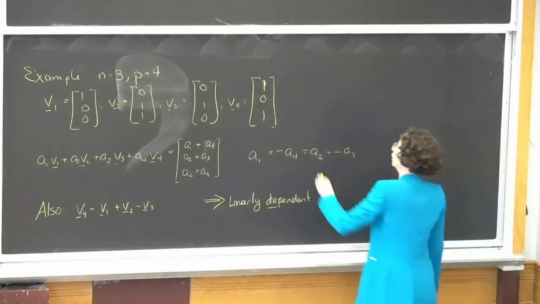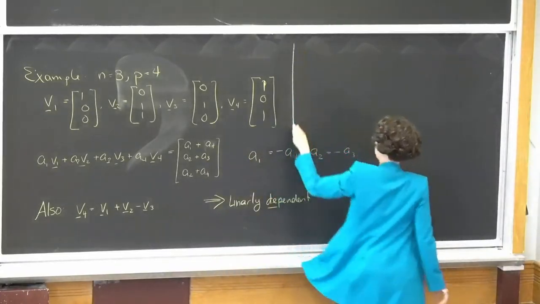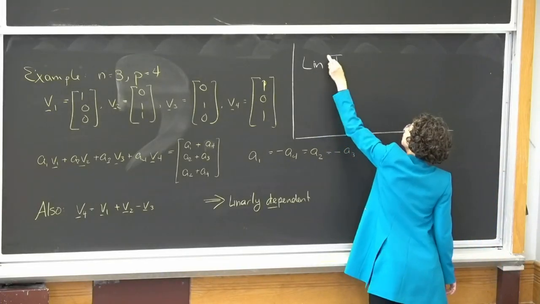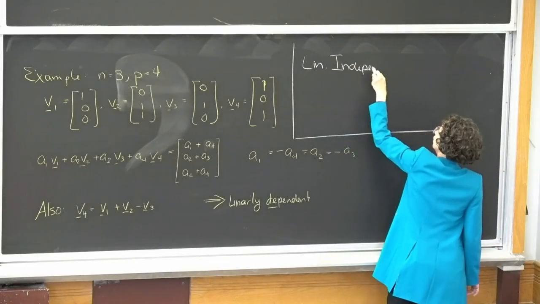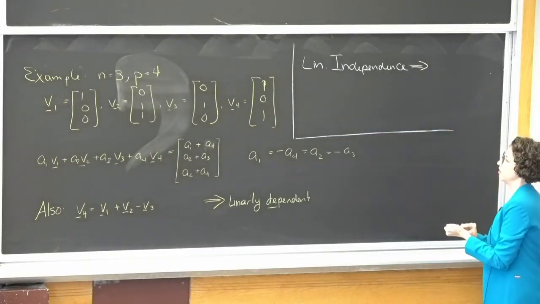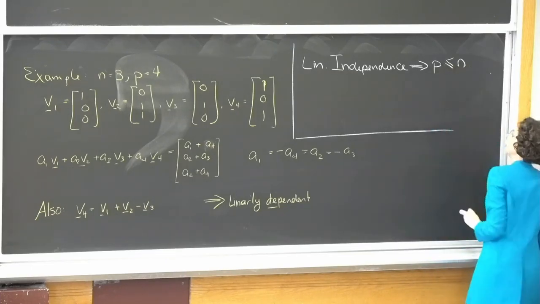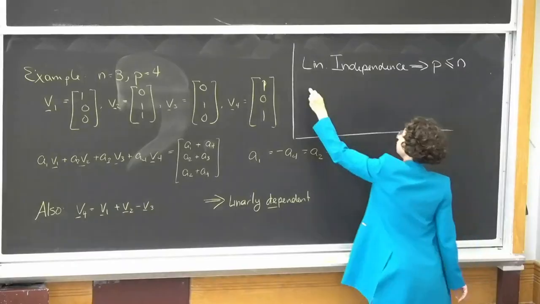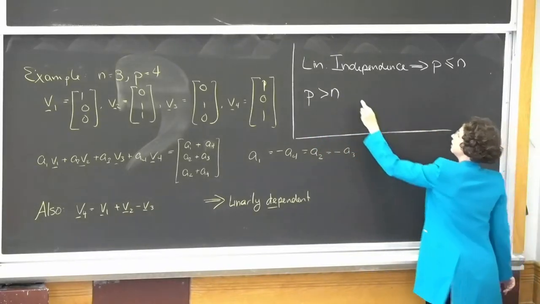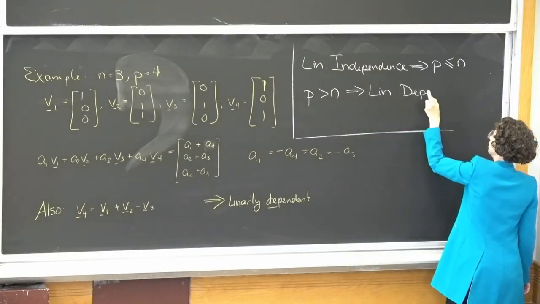And in general, a key point is that if you have linear independence, it implies that p is going to be less than or equal to n. And if you have p greater than n, like we do in this example, then it implies that your vectors are going to be linearly dependent.